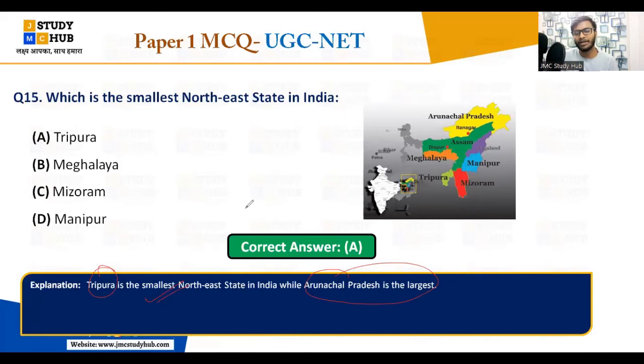Okay. So there are 7 states in the northeast. Tripura, Meghalaya, Mizoram, Manipur, Assam, Arunachal Pradesh. So these all are the states that we can see, the northeast states. Okay. All are the northeast states. चलिए आगे बढ़ते हैं.